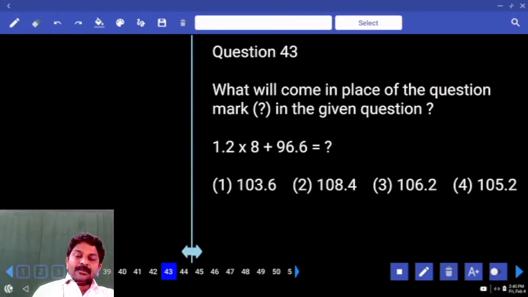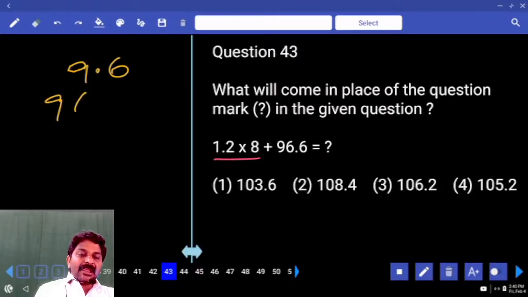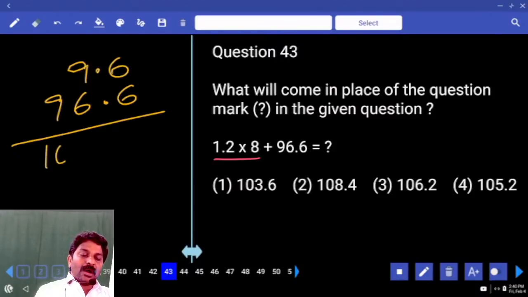Now, forget about the decimal for some time. 12 into 8. Now consider the decimal. It becomes 9.6 only. And again 96.6. Correct? So 106.2.